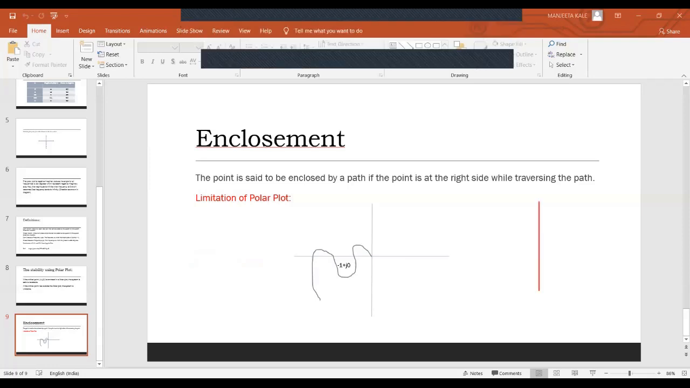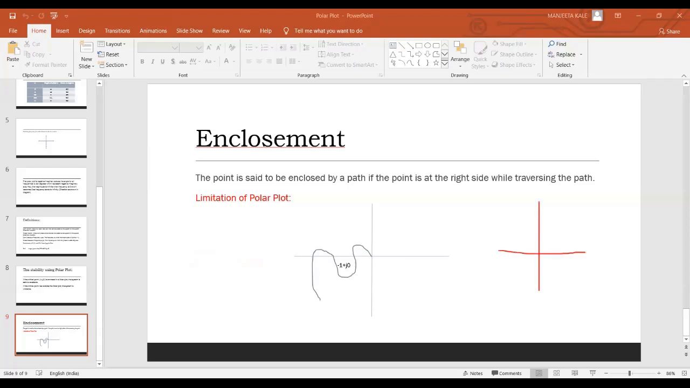So suppose now you have this path. When we consider a path, the direction is important, and you are considering this point. Now when you are going from this direction and moving in another direction, where the point lies, initially the point lies in the left half of this path. So we can't say that this point is enclosed by a particular path.